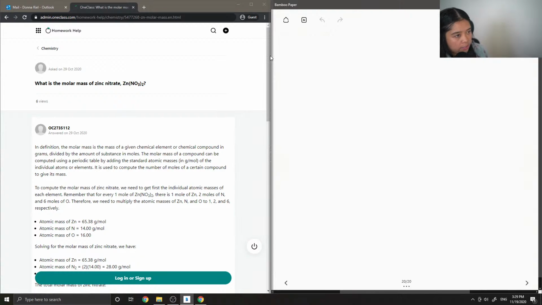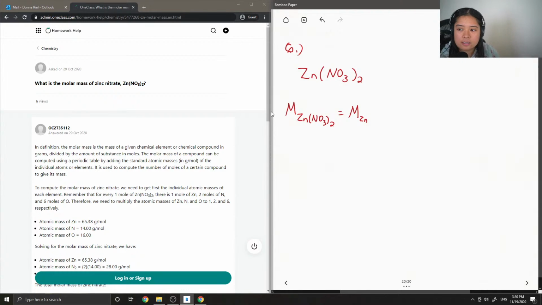Okay, so question 6 asks, what is the molar mass of zinc nitrate? Okay, so they gave us the chemical formula. And to calculate the molar mass, we need to know the different atomic masses of all of the atoms involved in the compound. Okay, so all of the atomic masses of the elements can be found on the periodic table.